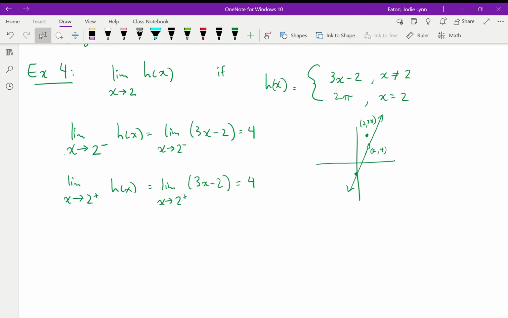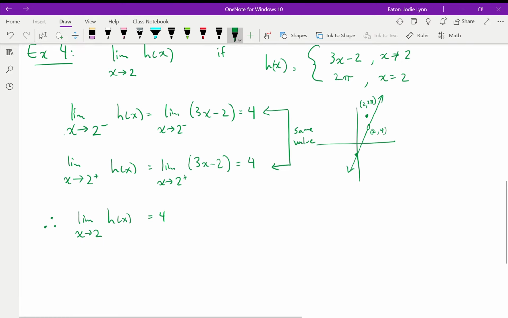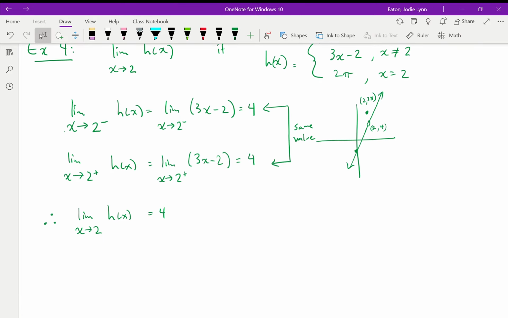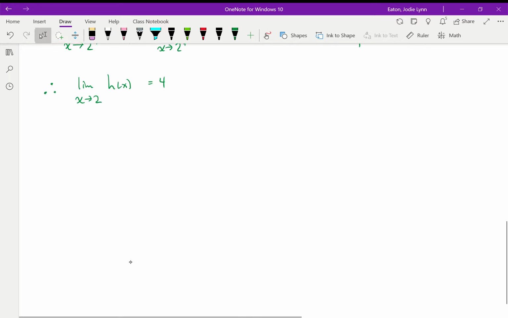Okay, so we have right here the two values of the limit that are the same. So we have the same value. So that means our limit exists, and it's equal to what this is equal to. So the limit as x approaches 2 of h of x equals 4. And we can show that by finding the two one-sided limits. Okay. Let's look at a similar example with a piecewise function.